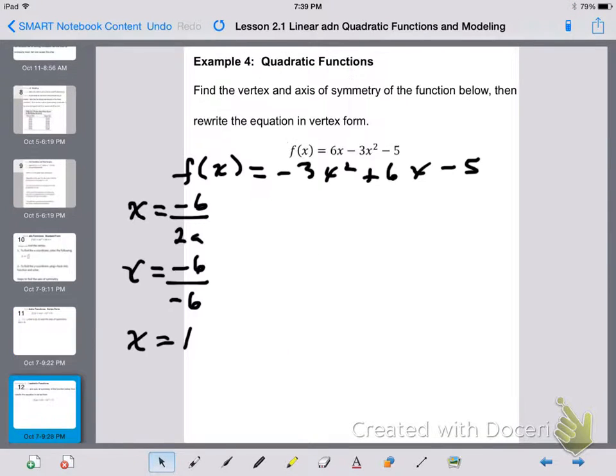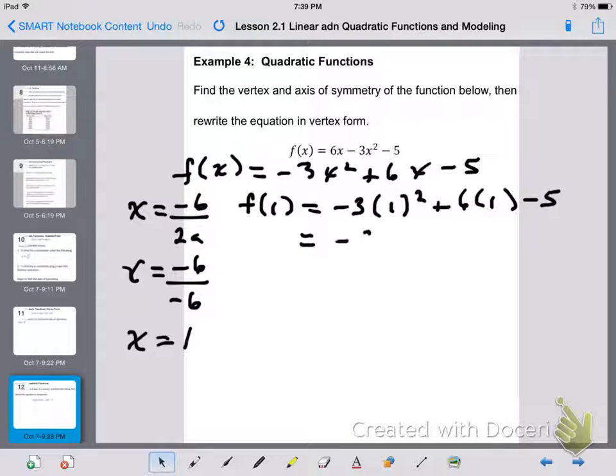Now, to find the y-coordinate, we're going to plug x back into the function and solve. So we're finding the y-coordinate of the vertex now. We're going to write f of 1 equals negative 3 times 1 squared plus 6 times 1 minus 5. So 1 squared is 1, so we have negative 3 plus 6 minus 5. Negative 8 and 6 gives us negative 2. So my vertex is 1, negative 2.